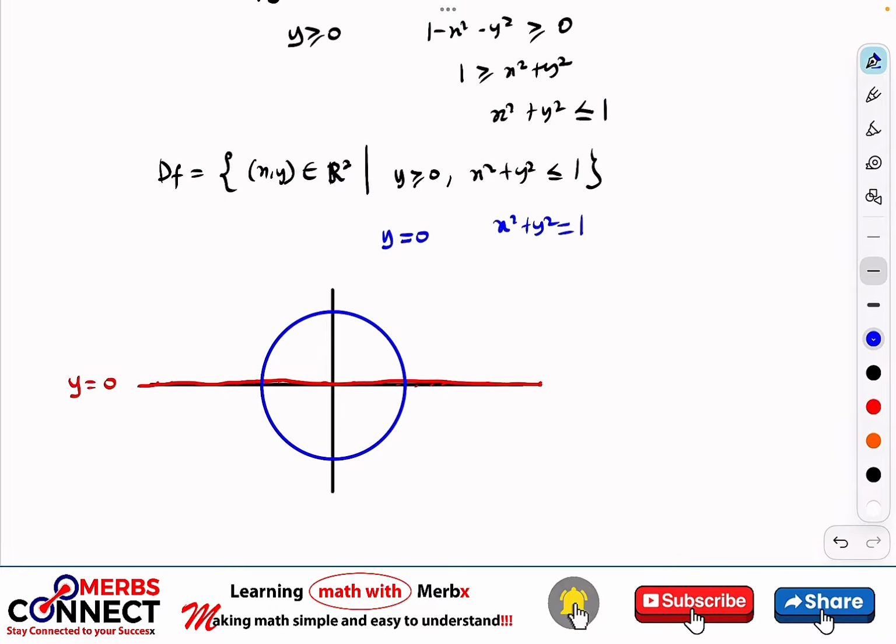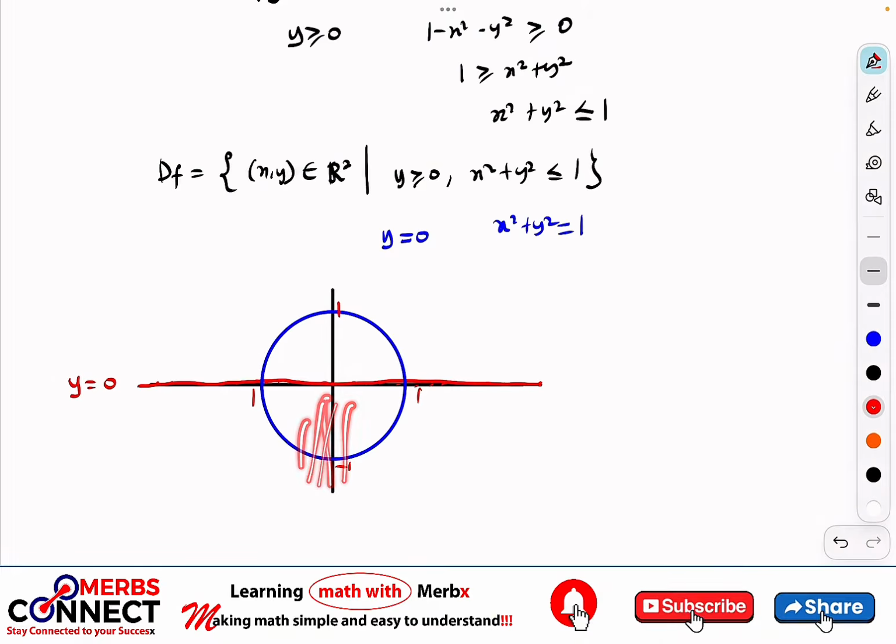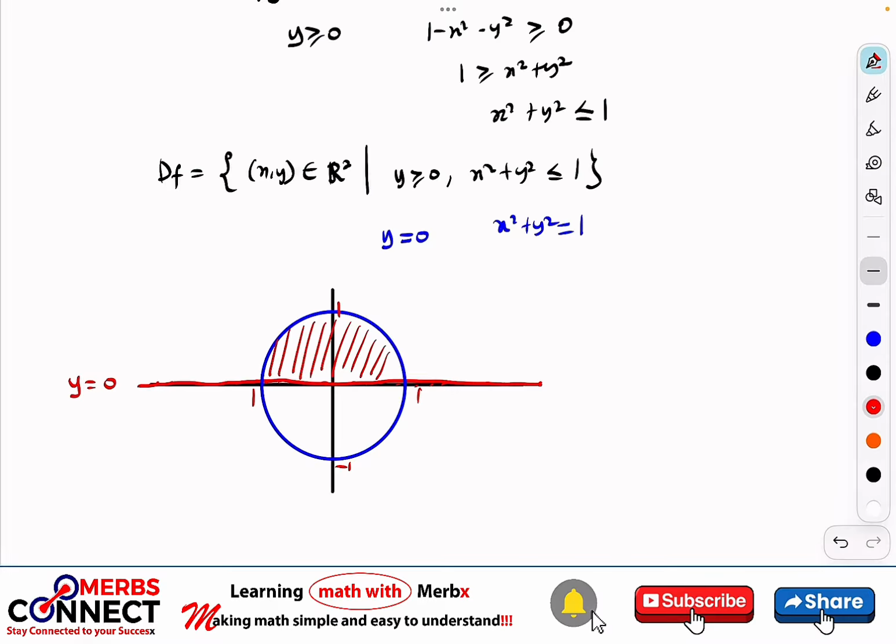So now let's see. This is radius 1. Oops, this one's supposed to be positive. 1, minus 1, and 1. But remember, since y is greater than or equal to 0, it means that y cannot be negative. So our graph is going to be above the x-axis. So it's going to be just the upper half of the graph. So this is what's going to happen. So this is the upper half, which includes the boundaries. So that will be the graph.